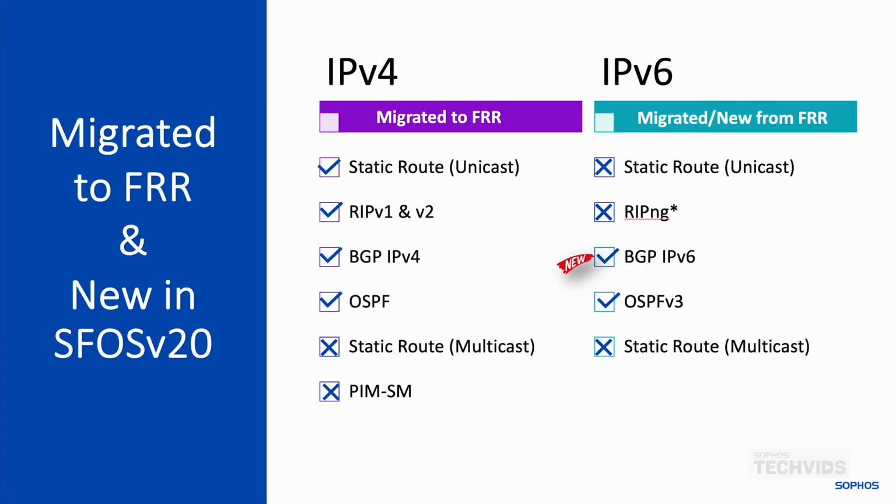As you know, in SFOS v19.5, we introduced a new stacking route, migrated existing routing protocols, and extended support for OSPF v3. In version 20, we're now extending the dynamic routing support for IPv6 in BGP. This is a significant upgrade as BGP is a core routing protocol used in the global internet.